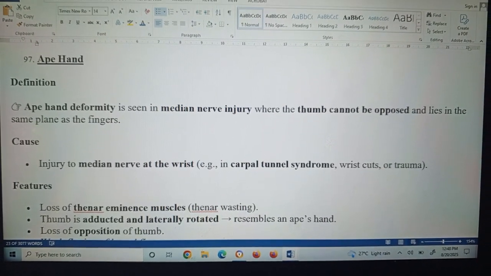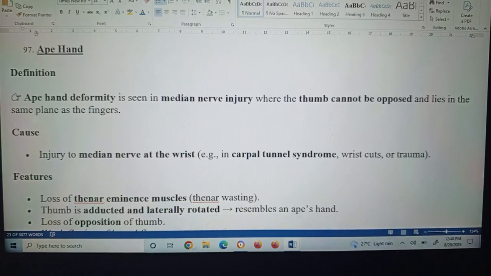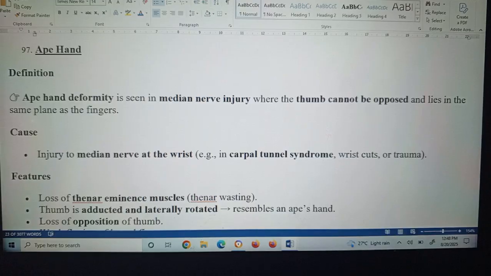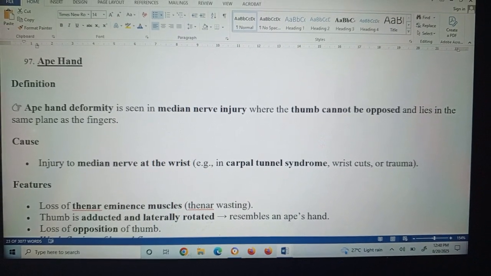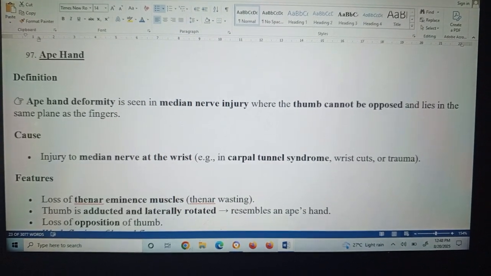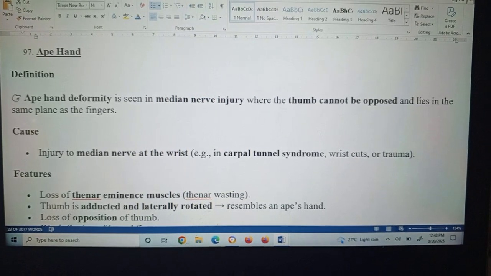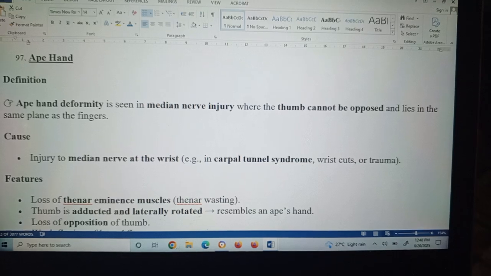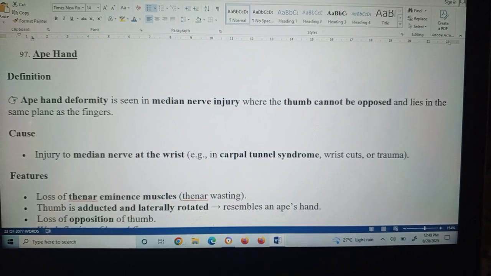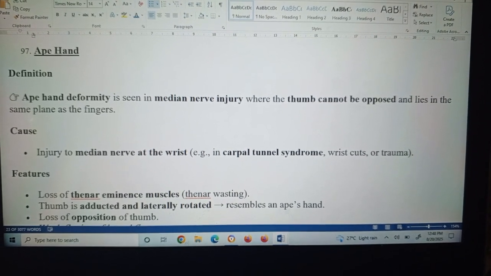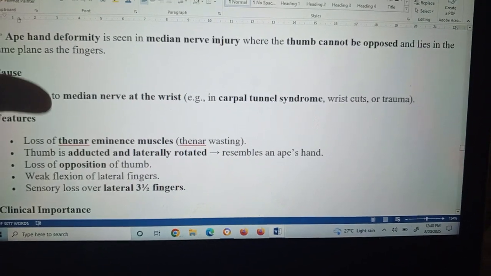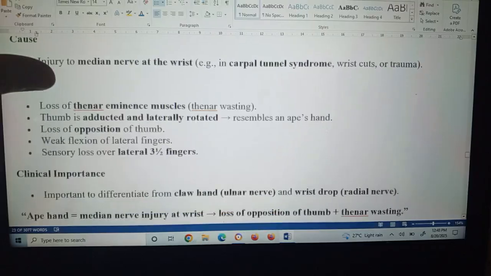Ape hand is usually asked in your exam. The ape hand picture can be given to you and the questions related to the ape hand can be asked, or it can be asked in the Viva as well. What is ape hand deformity? It is due to median nerve injury, where the thumb cannot be opposed and lies in the same plane as the fingers. The cause is median nerve injury at the wrist, that is carpal tunnel syndrome, wrist cut or trauma.